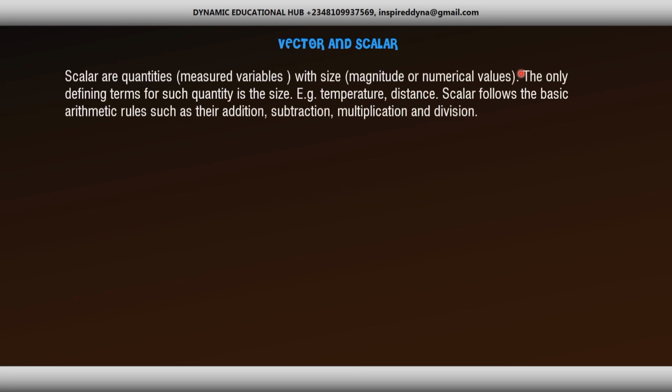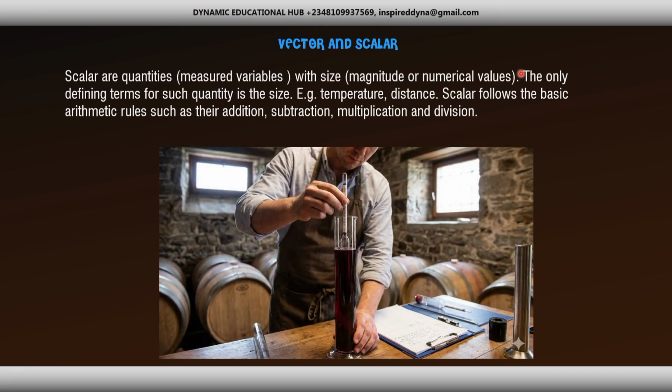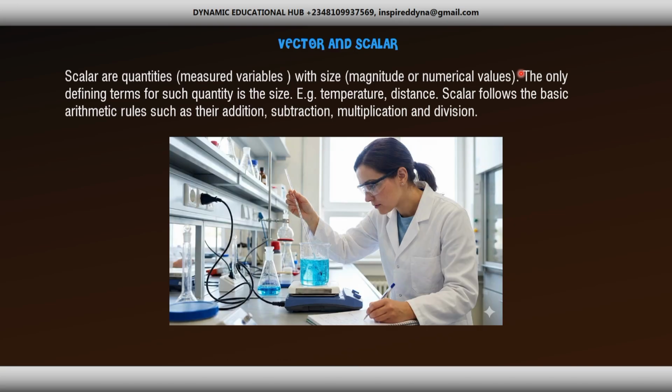So when we talk about scalar quantities, they are quantities that have size, they have magnitude or numerical value. You can measure them, you can quantify them. When you are defining scalar quantities, the only thing that you are using to define them is how big, how enormous they are when you measure it. You don't need to provide any other thing again. Examples are temperature, distance, energy, and so on.